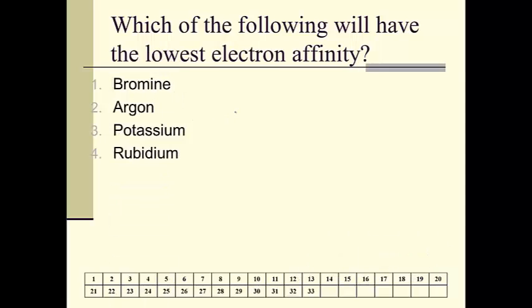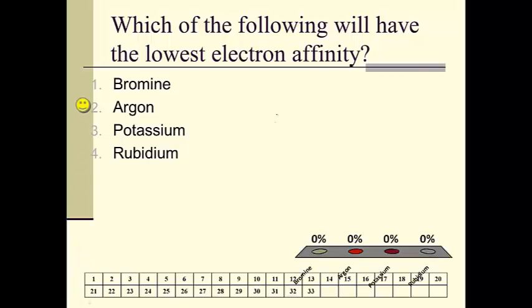Okay, which of these will have the lowest electron affinity? Again, find these, pause it. Okay, which one will it be? Argon. Why? This is a noble gas. If we didn't have a noble gas, you'd be looking for the largest atom. But if it's a noble gas, it's always going to be the lowest electron affinity.